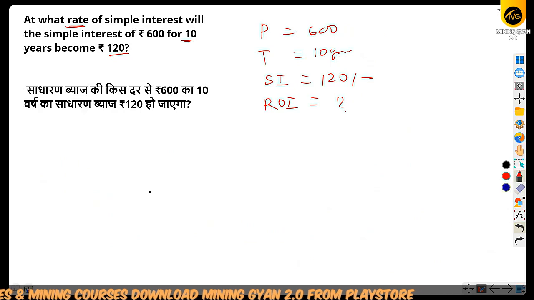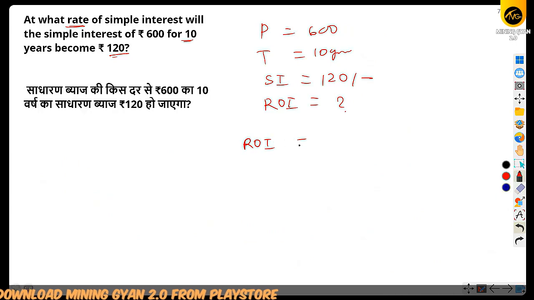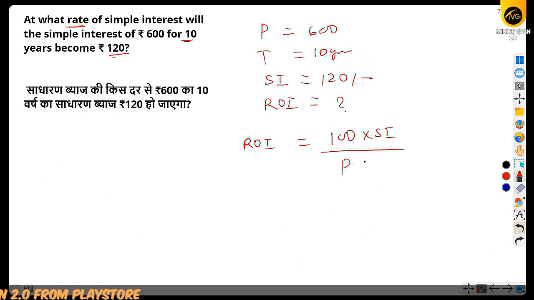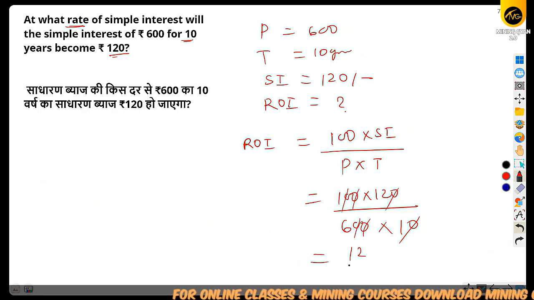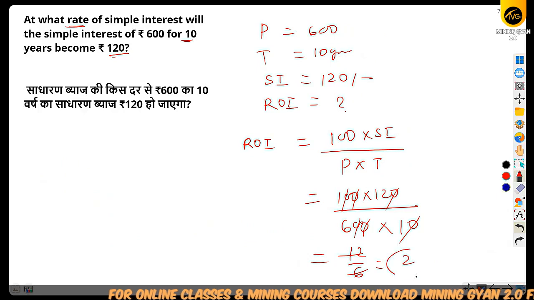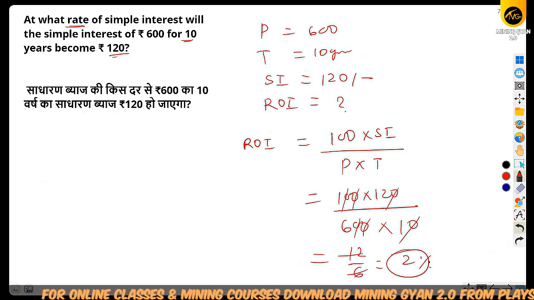So just use the other formula to calculate the rate of interest. Rate of interest is equal to 100 into simple interest and the whole divided by P into T, that is principal amount into time duration. So 100 into 120 divided by the principal amount, 600, and the time duration is 10 years. So it's simple to calculate these numbers. 0 0 0 cancel out. So 12 divided by 6, that is 2. So 2% is the rate of interest.